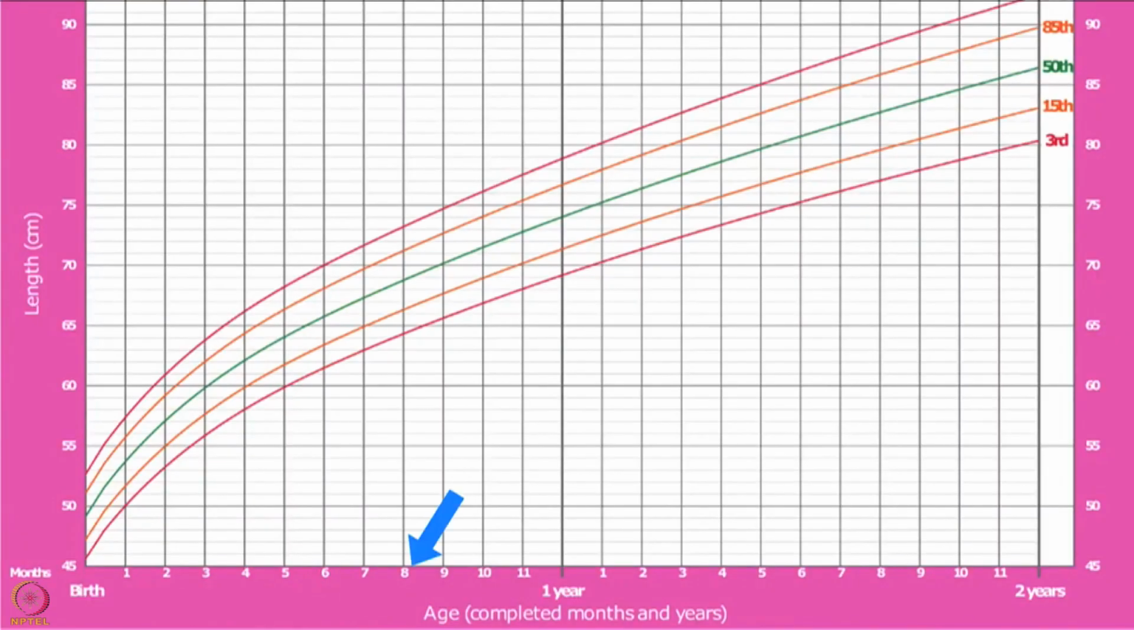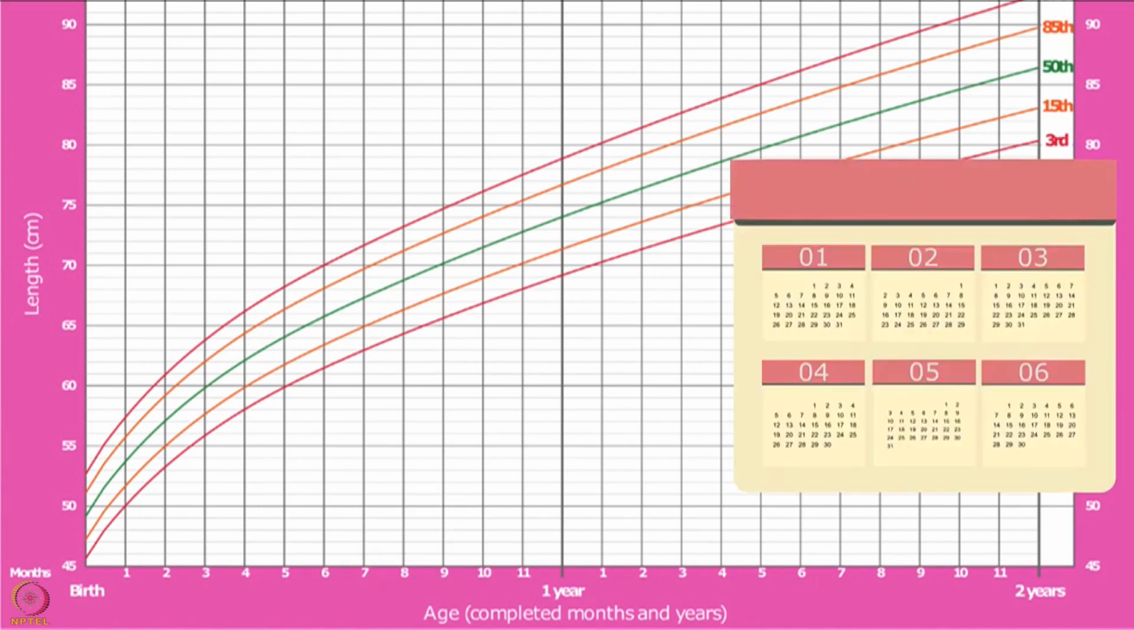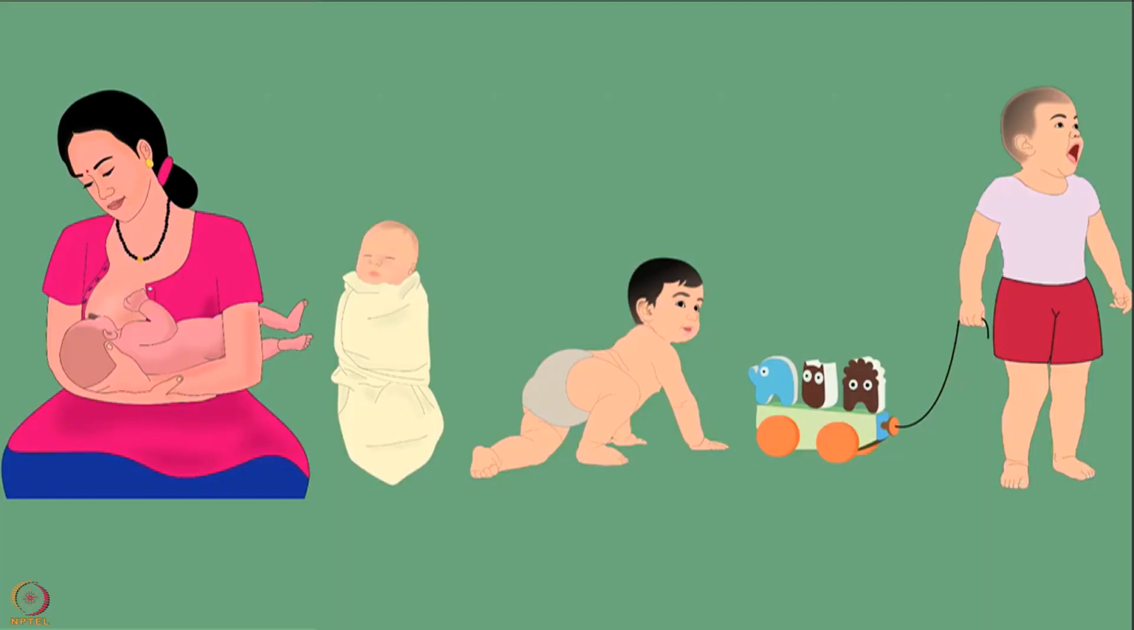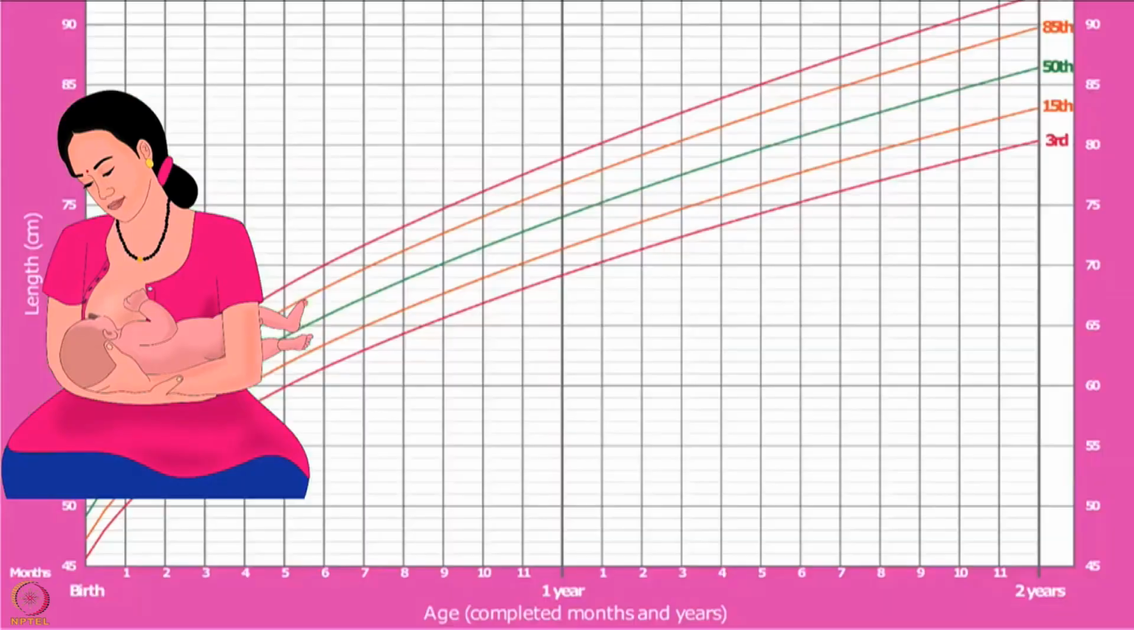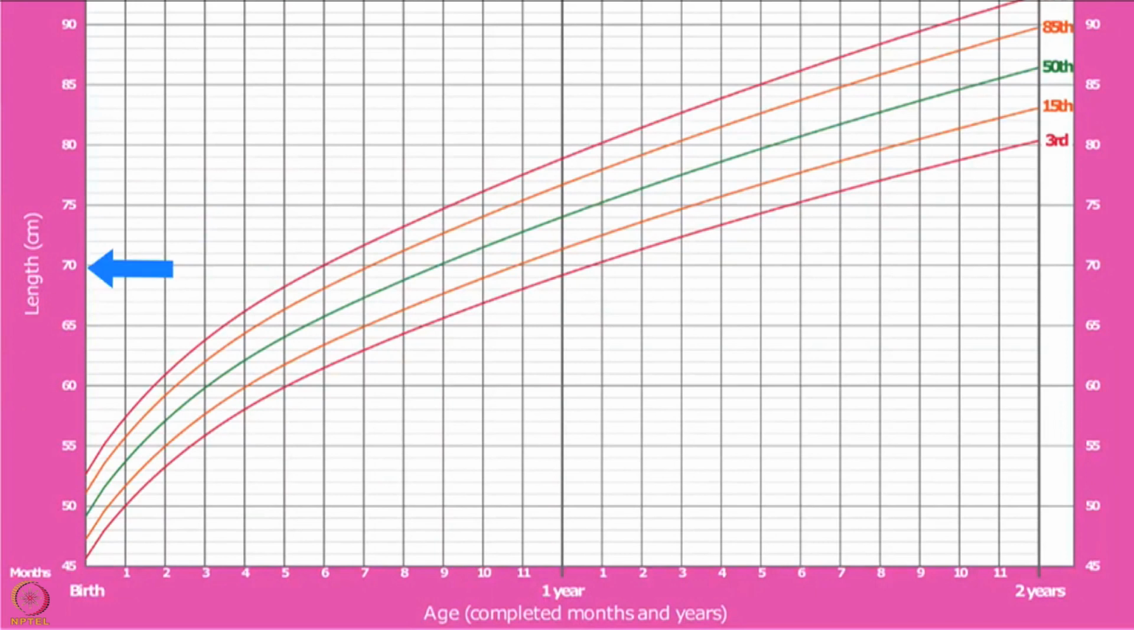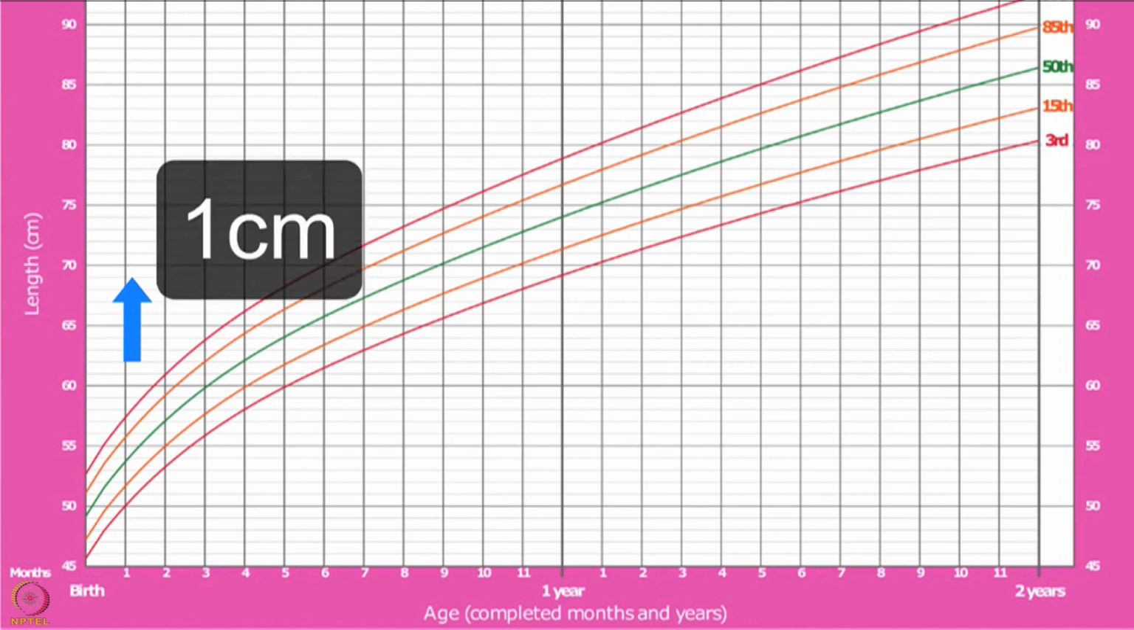In these charts, the horizontal reference line at the bottom is the x-axis. It shows age. Exact age is plotted in weeks and months from birth until 2 years of age. The vertical reference line at the left side is the y-axis. It shows length in centimeters. The thin grey horizontal lines represent an increase in length by 1 centimeter.